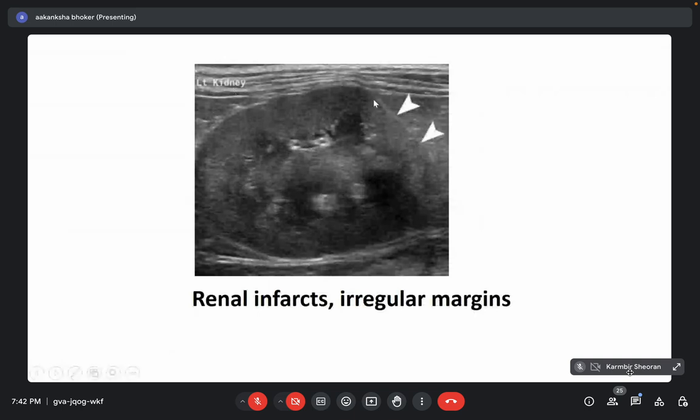Here, this is again another image of renal infarct. It is a triangular shaped hyperechoic lesion due to the blockage of blood supply. The renal artery and vein will go into the arcuate vessels. So when the blood supply gets reduced, there will be production of an infarct. The margins here, we can see, are irregular.